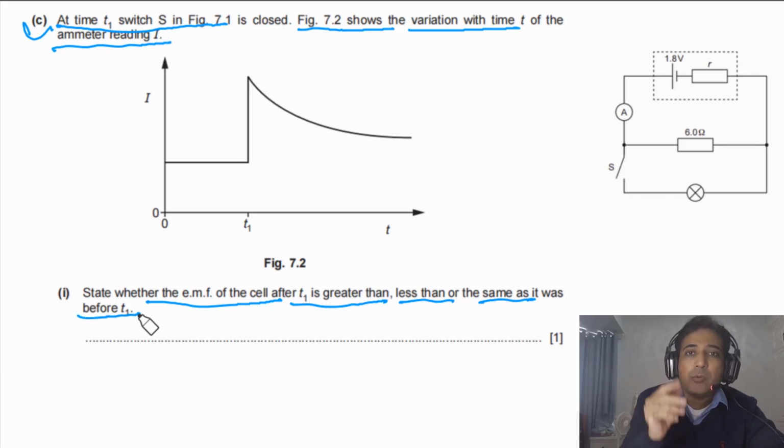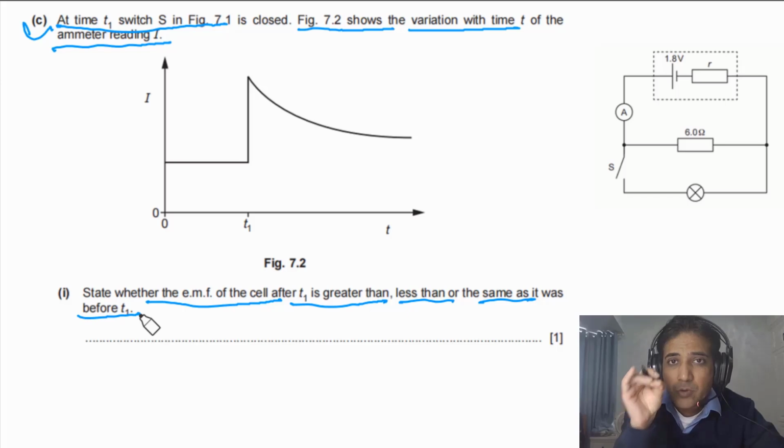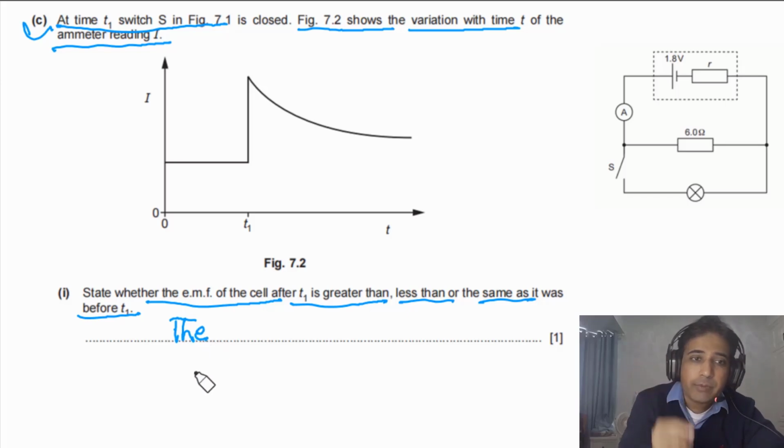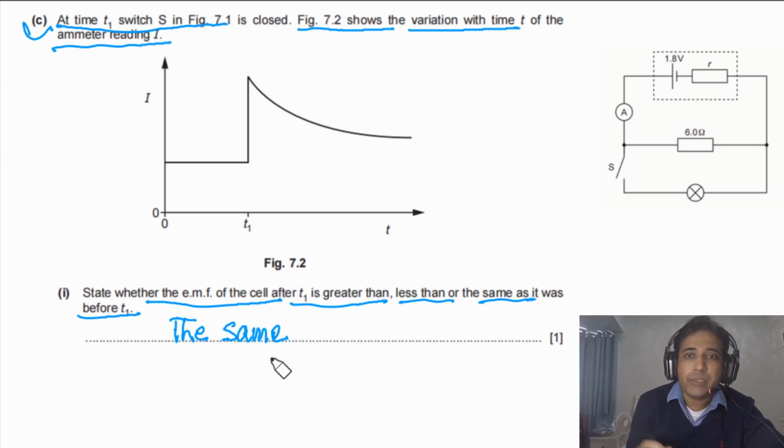We need to understand EMF is a property of the cell, and that depends on the chemical reaction taking place inside the cell. So it does not depend on external components. It means that EMF remains the same. Simply we can say EMF remains the same because that is a property of the cell, and that depends on chemical reaction. It does not depend on external components, and does not depend on external resistance.